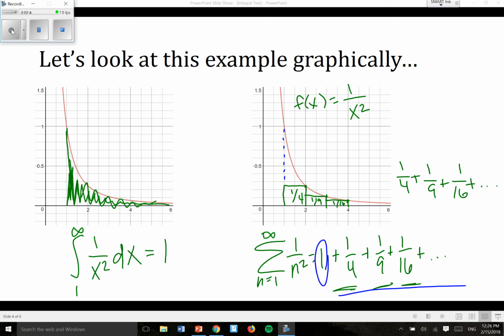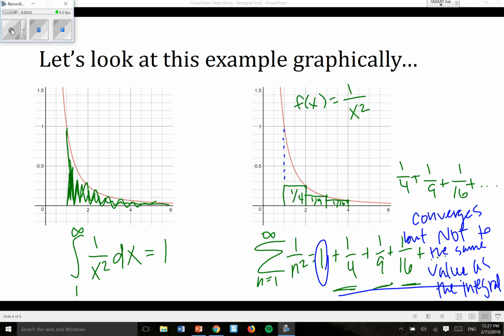It is important to note that this sum converges, but not to the same value as the integral. We can't find, using the integral test, exactly what the series converges to, because it's always less than the actual integral value. But we can say that it definitely converges because it lies underneath that continuous area.